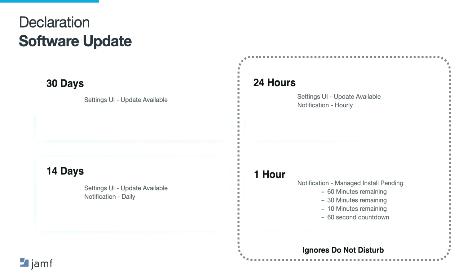And then 1 hour before that deadline, they will start to get a 60-minute warning, 30-minute warning, 10-minute warning, and at 60 seconds, they'll start to see a countdown saying that this update is going to happen, and there's not a lot that the user can do to get out of that. Now, if the machine was turned off, not connected to a network, was not able to receive that declaration, if they get that declaration after that deadline, the device will just treat it as if it's 1 hour beforehand, and that workflow will start going through again.